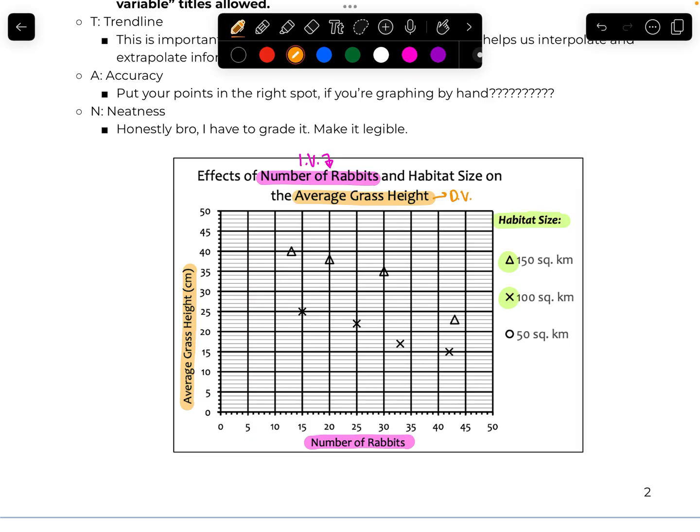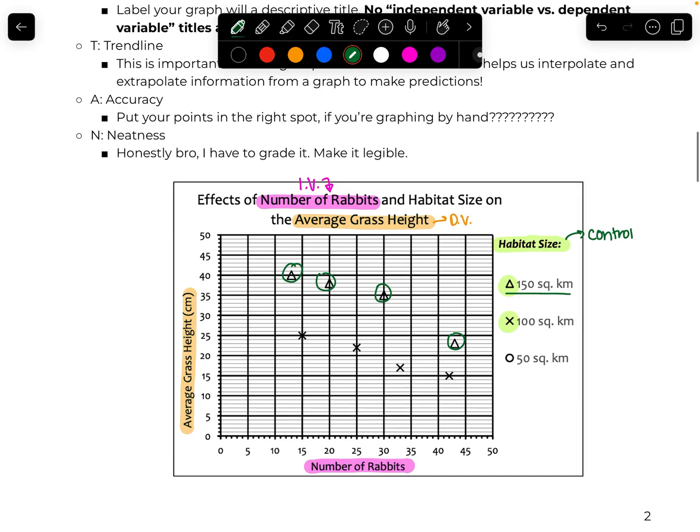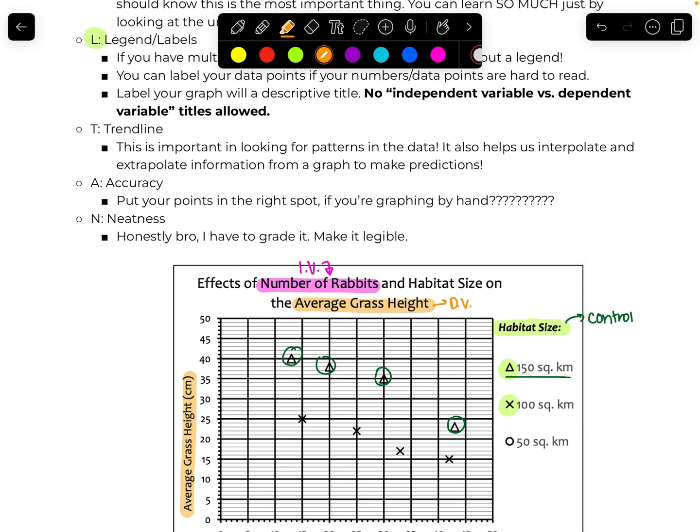And you might also be asking, what the heck is habitat size then? Well, habitat size then must be a control. This thing must have stayed the same throughout the experiment. But notice there's 3 different data sets on here, right? So this means Triangle kept their habitat size at 150 square kilometers for each of the 4 trials that they ran. So it is still a control within their experiment. Okay, so that's my L, labels and legend.